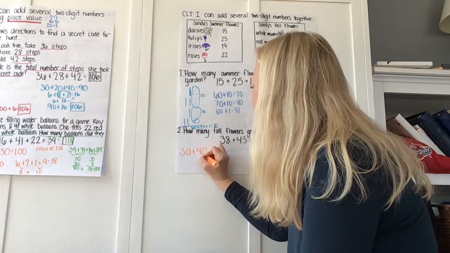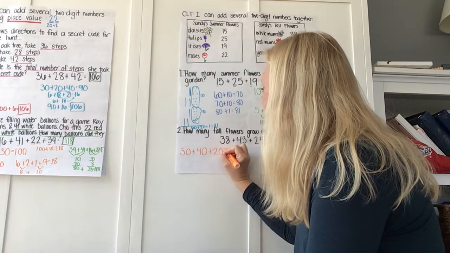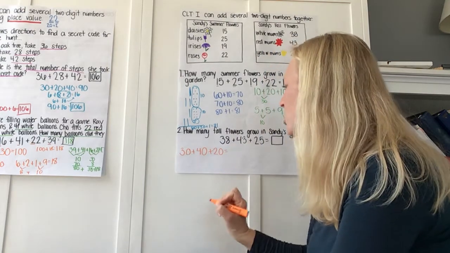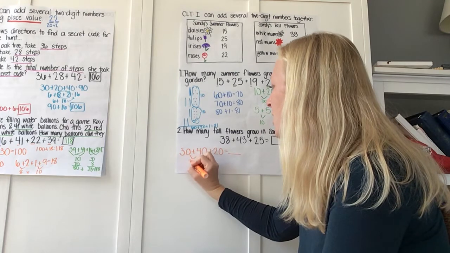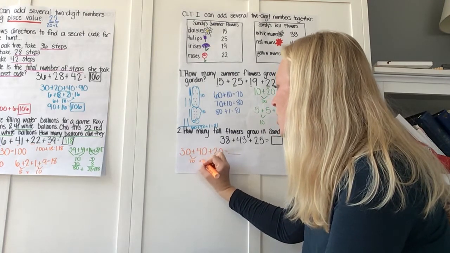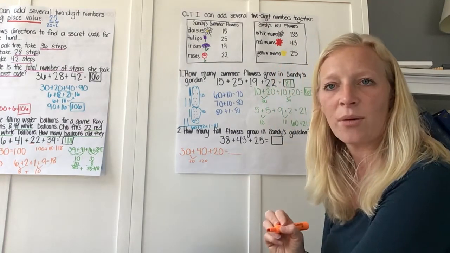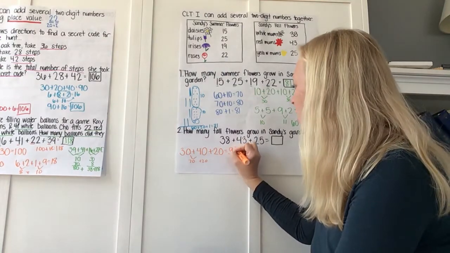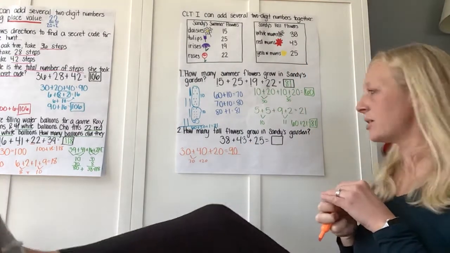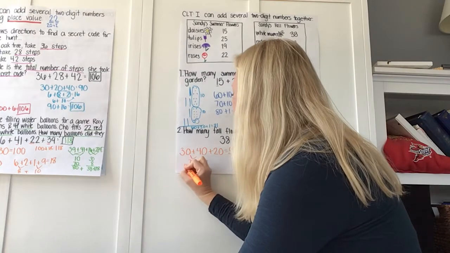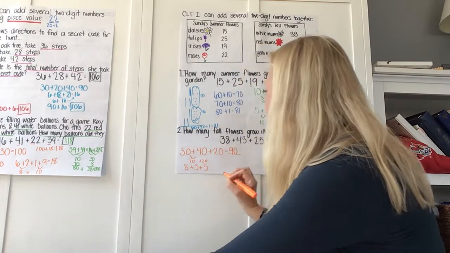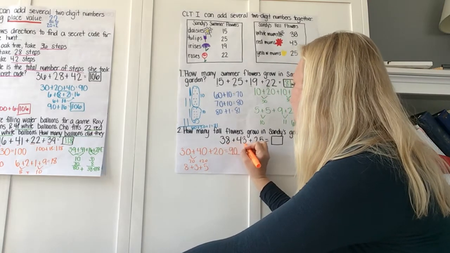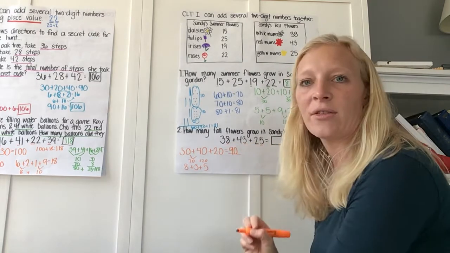30 plus 40 plus 20. Okay, and what did you do when you added those together? You made 70 and then 20. And what does 70 and 20 equal? 90. Okay, what did you do next? 8 plus 3 plus 5. And where do those numbers come from? Is it 8 and your 3 and your 5?